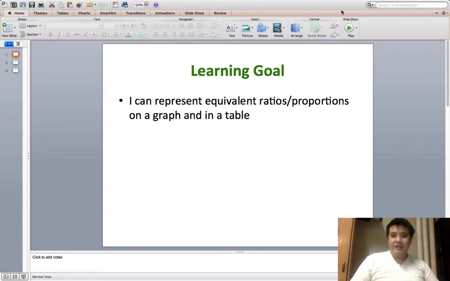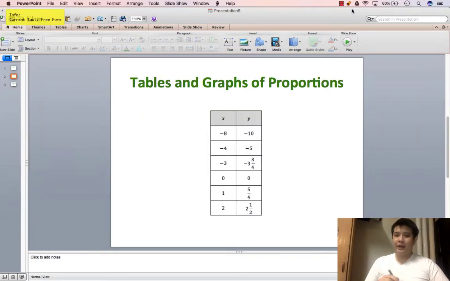Hello class, today's learning goal is I can represent equivalent ratios, also known as proportions, on a graph and in a table. So let's get started. So here we have a table that represents a proportion of x to y.